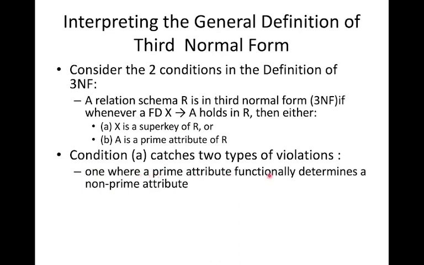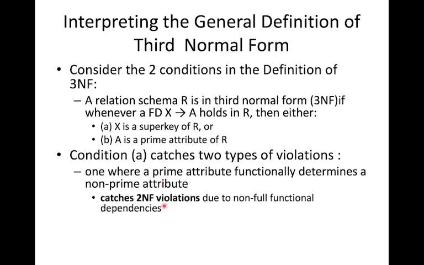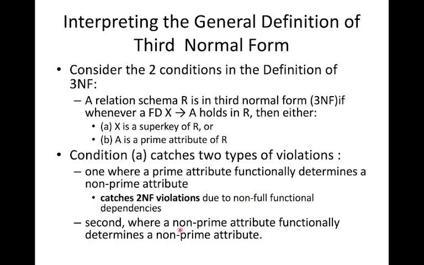If we make X a super key of R, then it catches two violations. One, where a prime attribute functionally determines a non-prime attribute. Automatically, what happens? It catches second normal form violations due to non-full functional dependencies. Because if the relation satisfies this condition, X is a super key, so whenever there is a functional dependency, X is a super key. That means all other attributes will be fully functionally dependent on X. So it automatically satisfies second normal form, and it catches all the second normal form violations. And second, where a non-prime attribute functionally determines a non-prime attribute also.